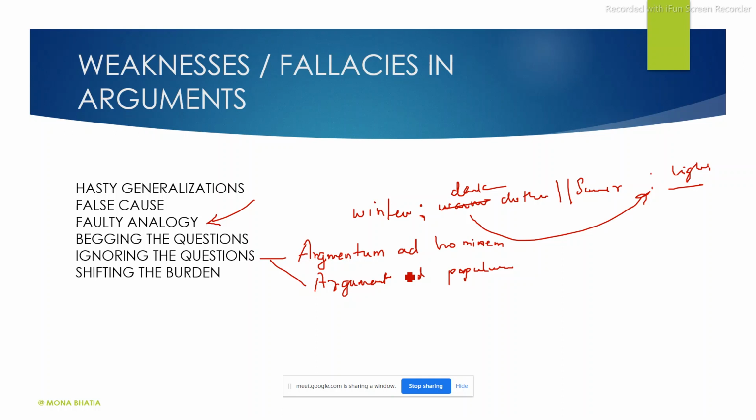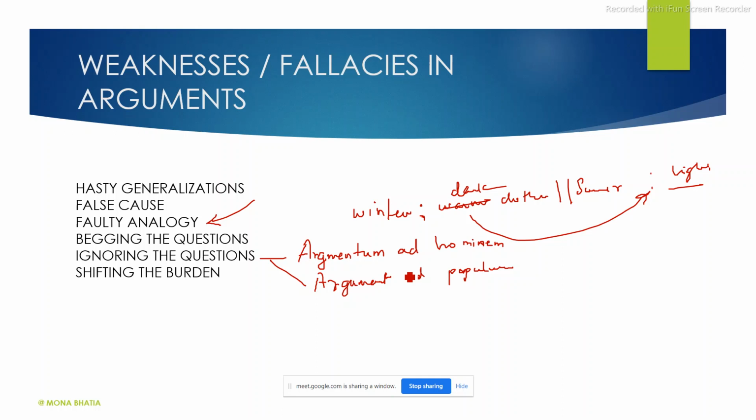Okay? Because they are trying to oppose not the argument, it is the person who is opposed. Got it? Now, shifting the burden. The next very important topic, among the weaknesses or fallacies in arguments, is shifting the burden. Here the writer challenges the reader to prove him wrong. Belief and superstition are very important when you want to shift the burden. Okay? Beliefs and superstitions are very important when you are trying to shift the burden.